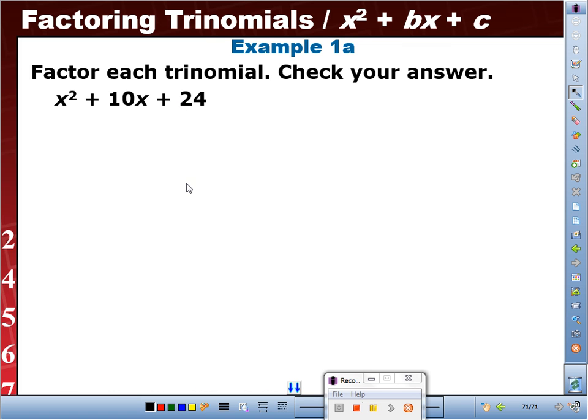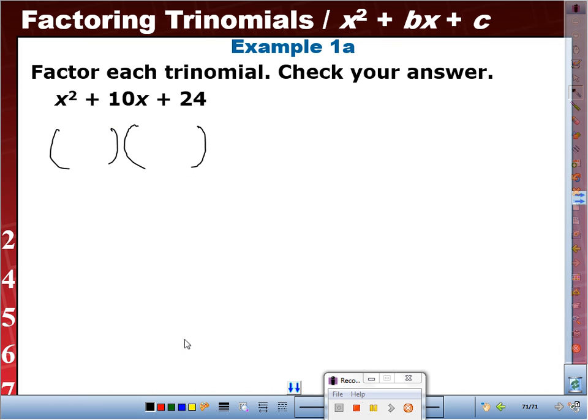So let's see. Let's go through all steps. Step number 1. Do we have a GCF? No. Step 2, we open 2 parentheses, so open 2 parentheses underneath. Step 3, factor the first term. What's my first term? x squared. That becomes what? x times x. 1 in each parenthesis. Step 4, draw a diamond.